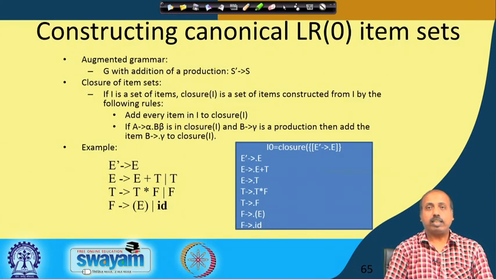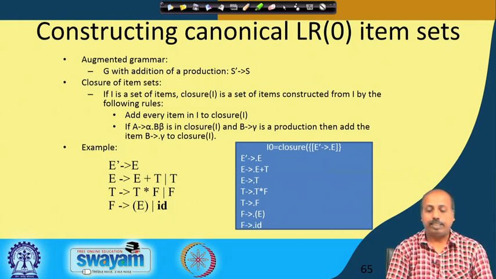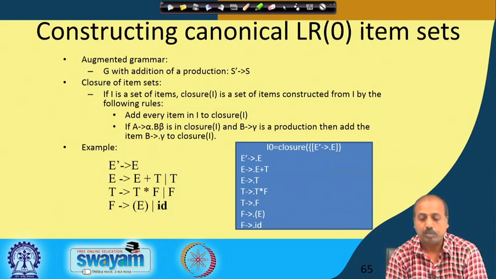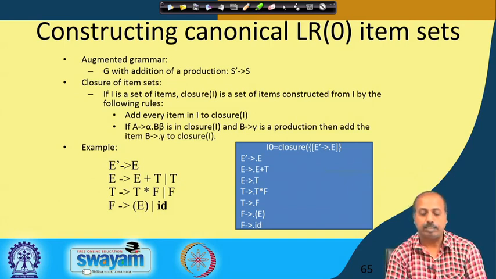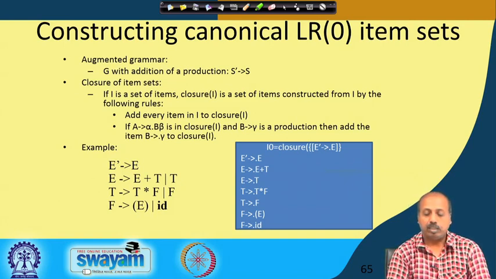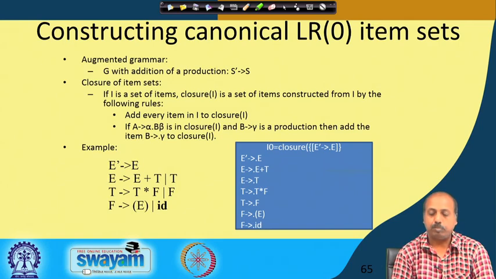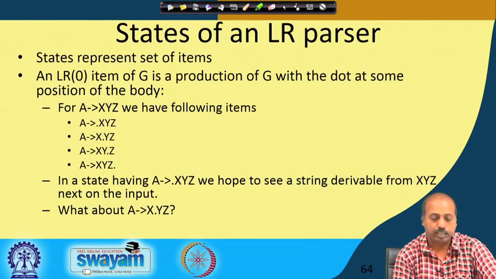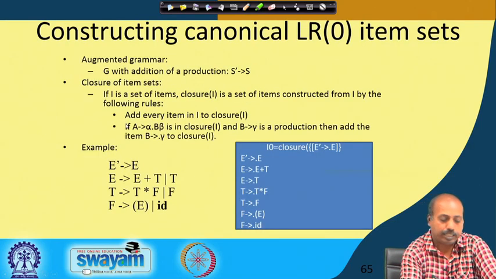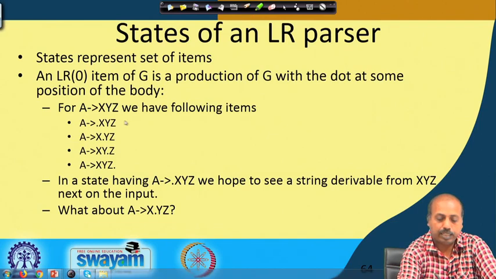Now, how do we construct these LR0 items? Canonical LR0 items, item sets. It is not items but item sets, because each of these things, like A producing dot something, is an item, as we have seen in the last slide. So, all of these are items.